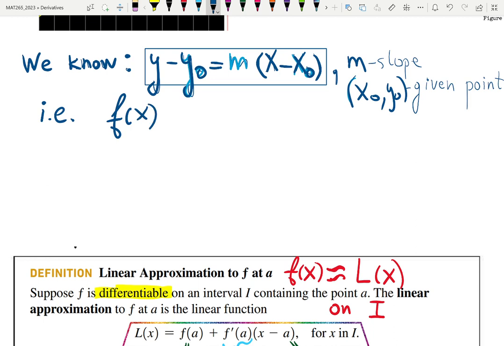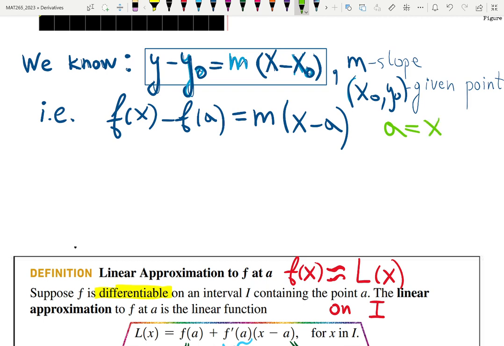f of x, that's my y, minus f of a, that's y sub 0, equals slope m, and then you just do x minus a. So we're rewriting it. I don't really do anything new. We're just rewriting it. a was described as x sub 0. That's the only thing that was changed. And y is f.